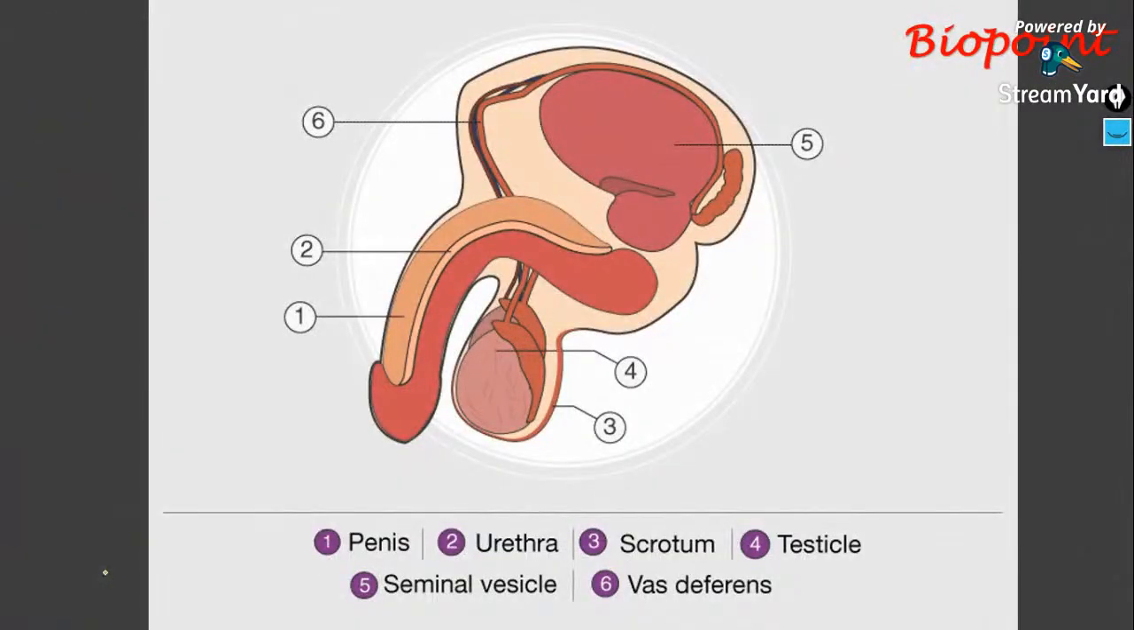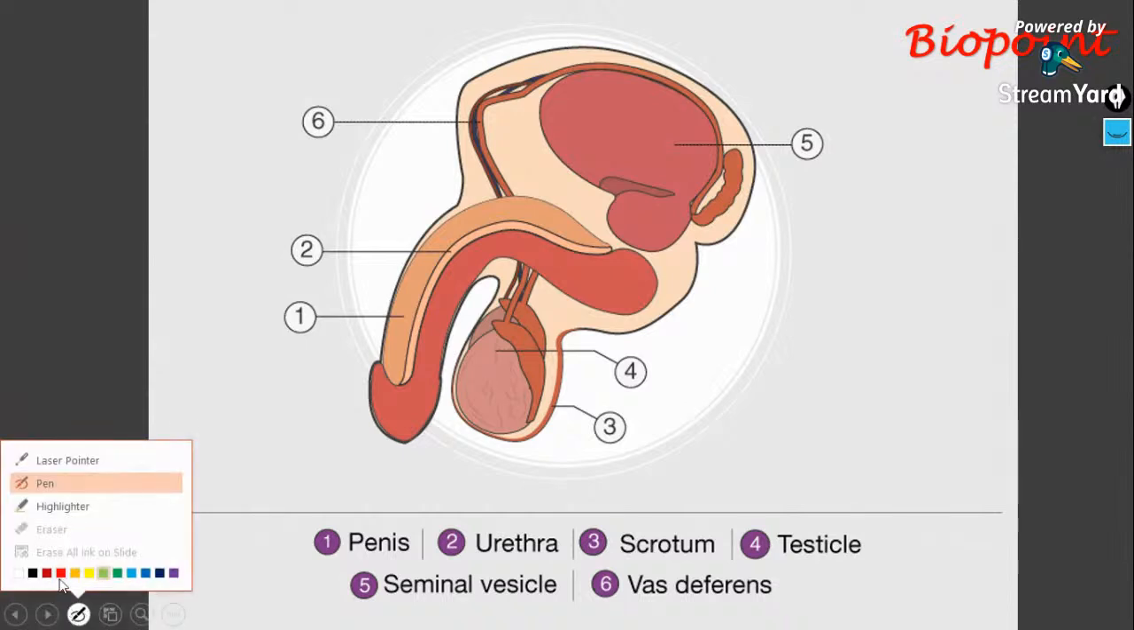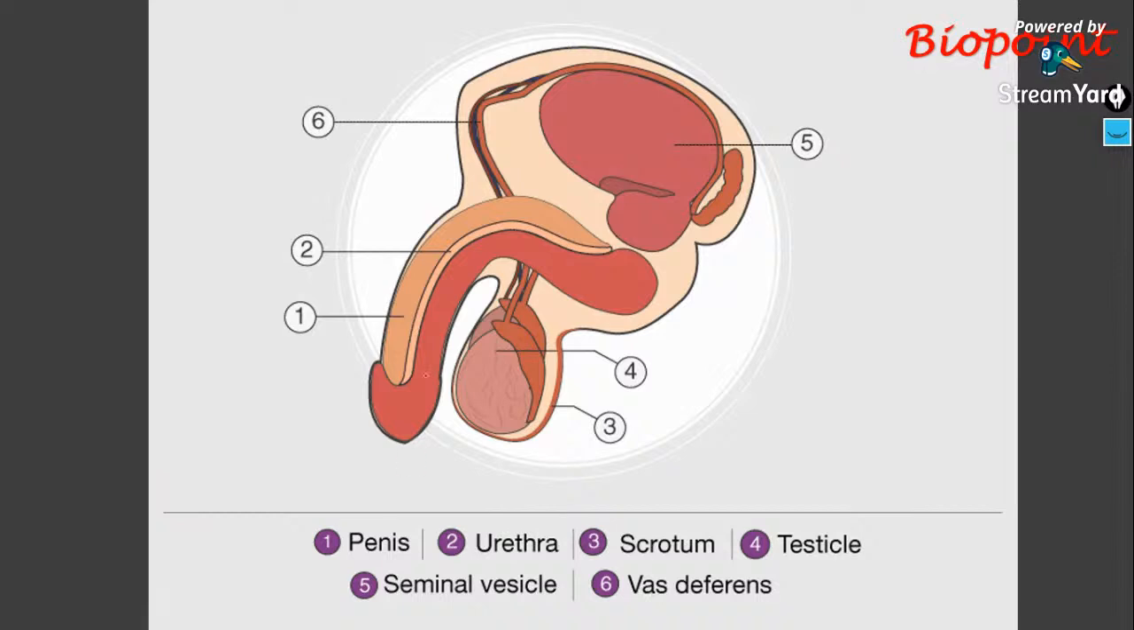So let's now discuss the different parts of the male reproductive system in detail. The red colored portion which I am marking, number 4 mentioned over here, is the testis or the testicles. Clear? The testis is located in a cavity known as the scrotum.